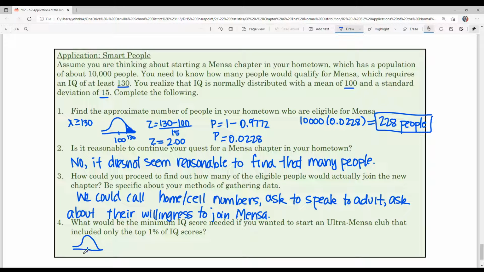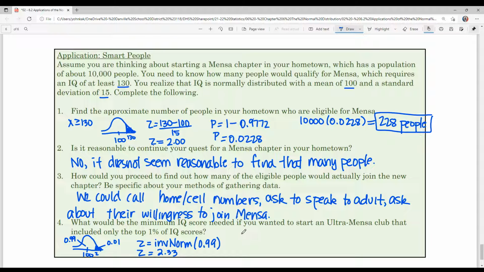So if I put the mean in the center, which is 100, and I'm looking for the top 1%, that's going to be this shaded region over here. That means the unshaded region is going to be 99%. So I need to find the z-score that gives me that value. My z-score is going to be found by inverse norming the values to the left, which is 99%. This is going to give me a z-score equal to 2.33.